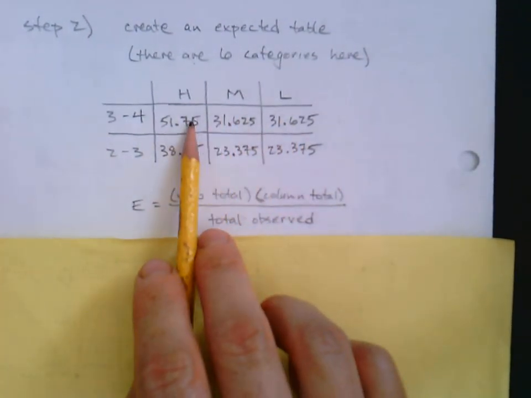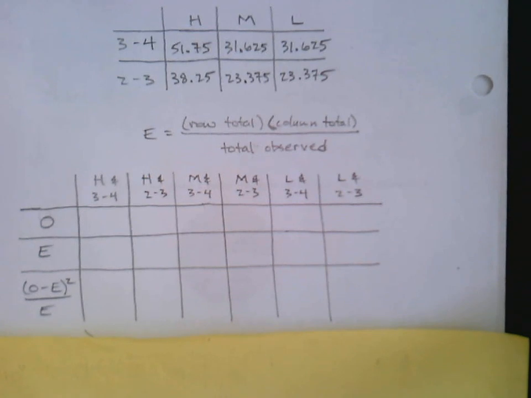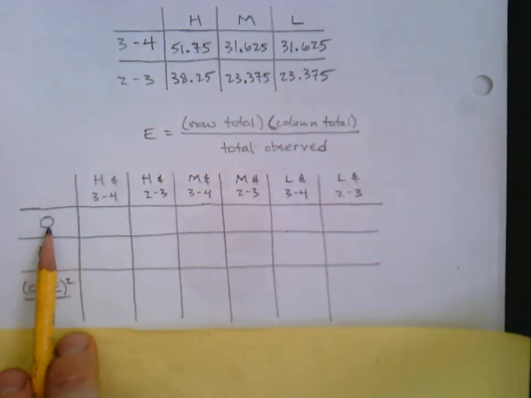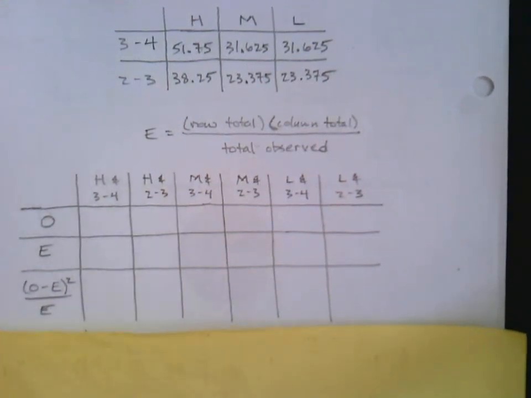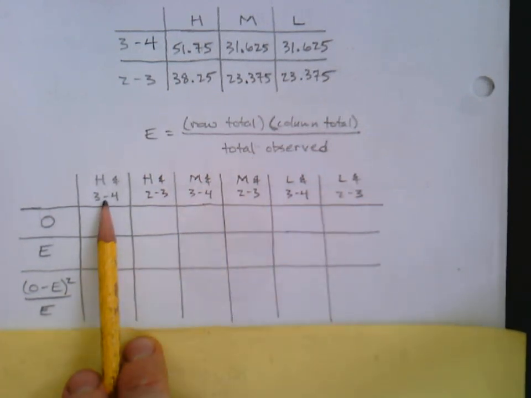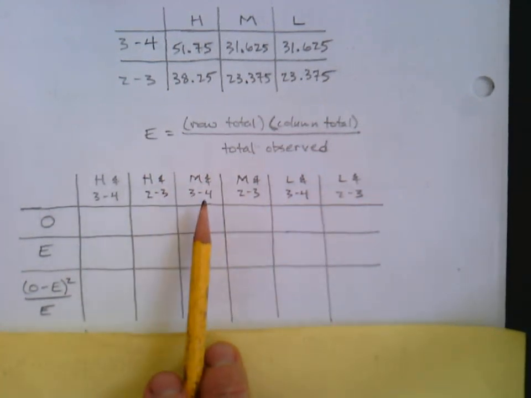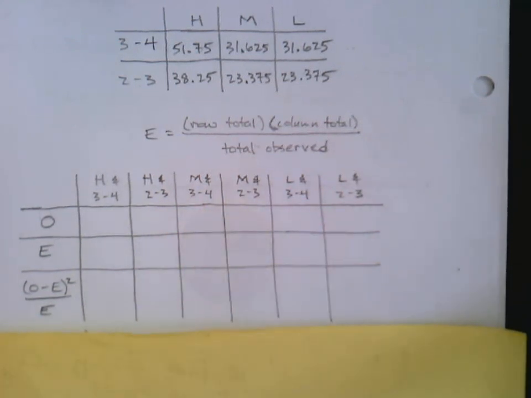All right, so we've got all of our expected values. Now we can finally create our big table here. Of course we've got observed, expected, and observed minus expected squared over expected. And then we've got our 6 categories: high and 3 to 4, high and 2 to 3, medium and 3 to 4, medium and 2 to 3, low and 3 to 4, low and 2 to 3. That's the way I decided to order them. They don't have to be in this order, so long as they're all there.